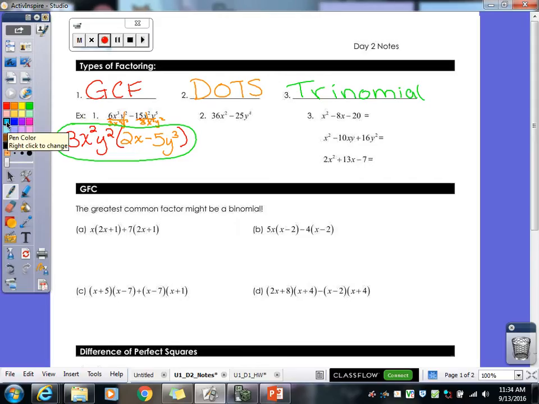Our second one, 36x squared minus 25y to the fourth. This is our dots problem. So if you remember with dots, you have to set up 2 sets of parentheses. Within the parentheses, you're going to have one that's a plus, the other one is a minus.